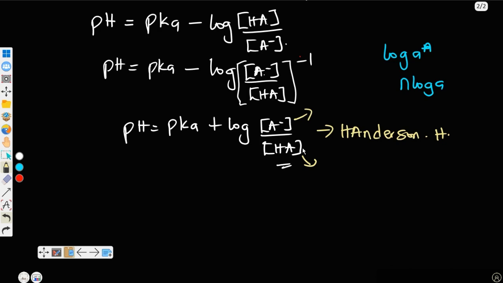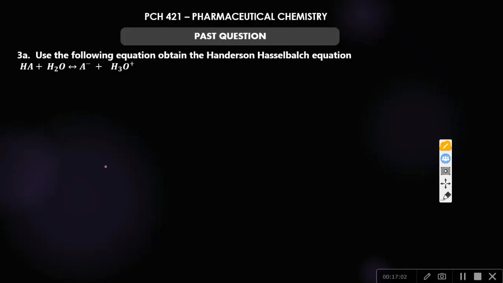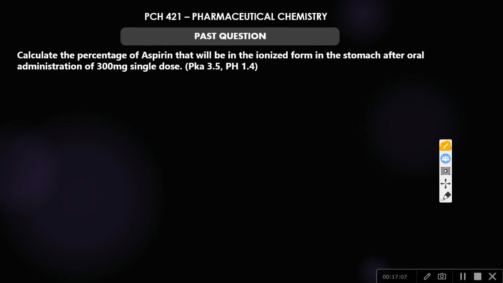Now, the next question. So that is that for this proof. We are done with this one. The next question says, calculate the average percentage of aspirin that will be in the ionized form in the stomach after oral administration of a 300 milligram single dose.